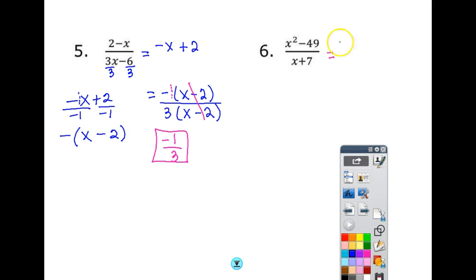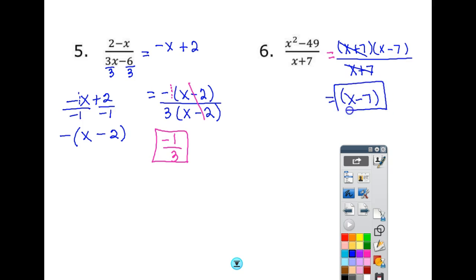These are those easy ones to factor that I stomp my foot and throw a fit because y'all can't do. How do you factor this one? X plus 7, x minus 7. This is one of those difference of 2 squares. Then on the bottom, we have x plus 7. What happens? Cancel, cancel. And so we get x minus 7 is our answer. Okie doke.